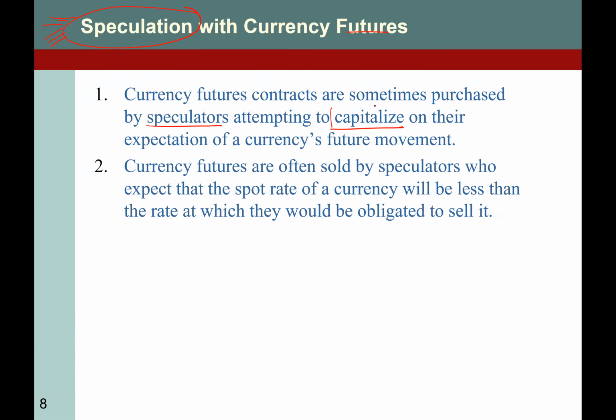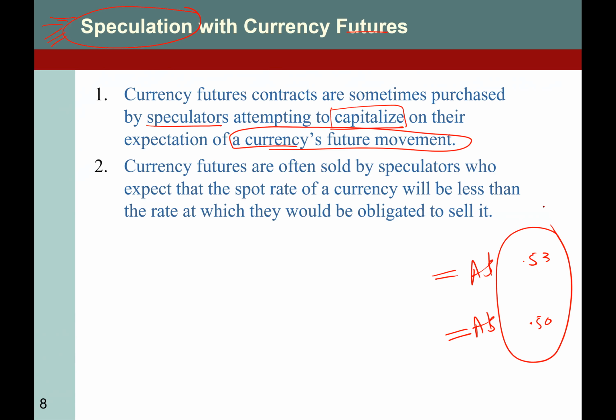I hope now you understand the word here, which means earning a profit on their expectation of a future currency movement. If right now you see that the market of Australian dollar is at 0.53, and in future after 30 days it's going to be 0.50, even if you don't have this Australian dollar right now, you can have this kind of arrangement. So what is the best arrangement here? That is your expectation. That is the current position.